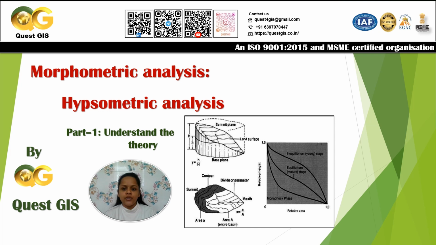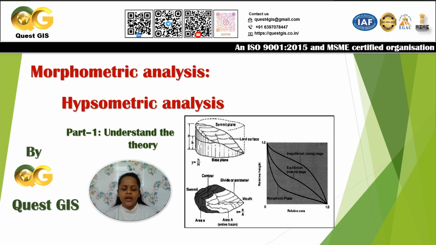So in the previous videos of this morphometric analysis series, we discussed the SL index, which is a very important morphometric parameter for drainage basin analysis. This video is one of the many videos in the morphometric analysis series on this channel, where you will learn the basics and step-by-step method for calculating hypsometric analysis. Hypsometric analysis is again a very important parameter for drainage basin analysis, and we are going to learn it using the open source QGIS processing toolbox.